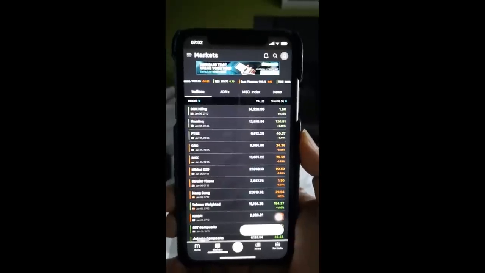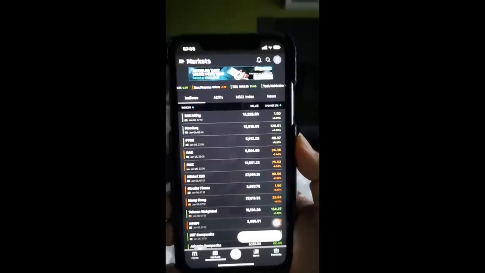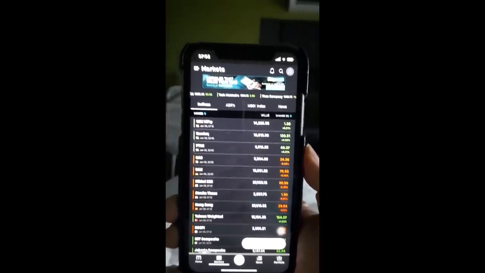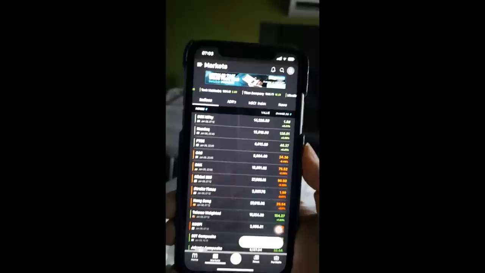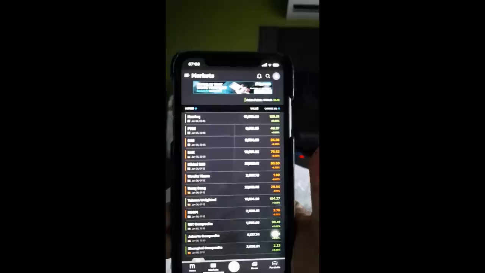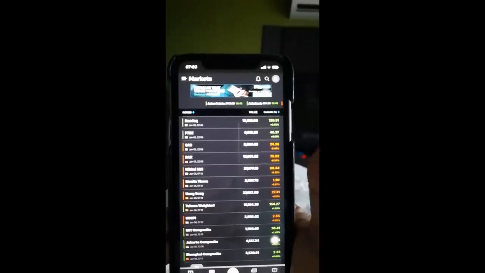So looking at the global market, I can see that SGX Nifty is just 1 point up. So that means we are likely to have a flat opening. US market was around 1% up yesterday, and then European market closed red. And I can see that Asian markets are mixed. Some are in the green and some are in the red.